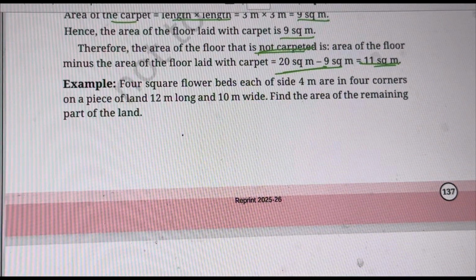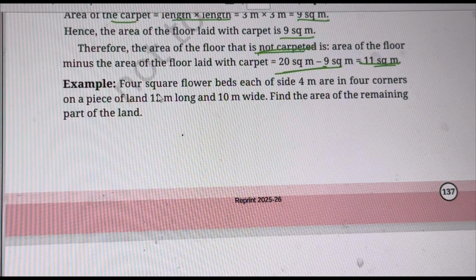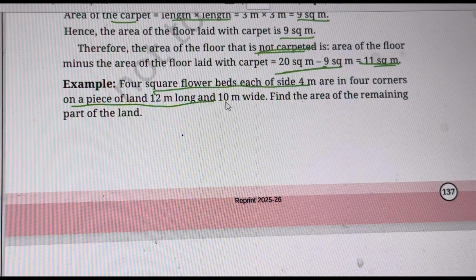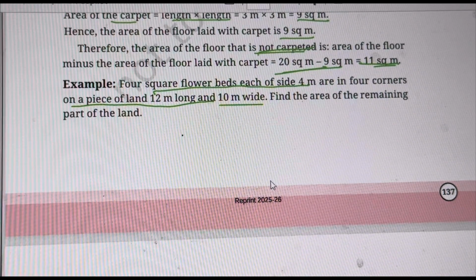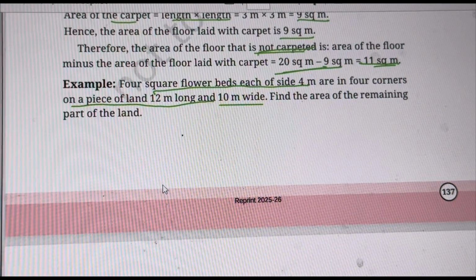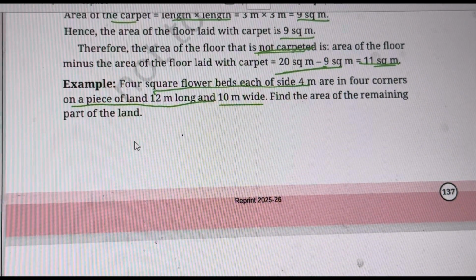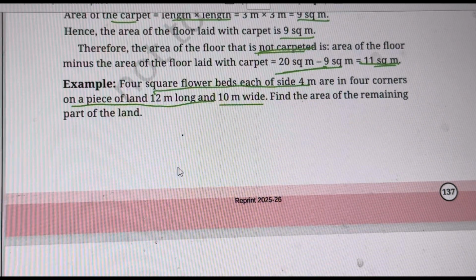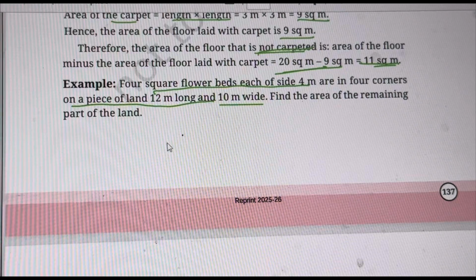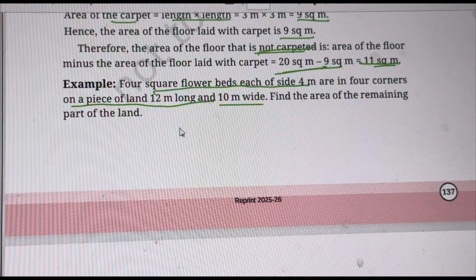4 square flower beds, each of side 4 meter, are in 4 corners on a piece of land 12 meter long and 10 meter wide. Find the area of the remaining part of the land. Now this is quite similar to the previous question. But if there was only one carpet, here there are 4 square flower beds. So first let us draw the piece of land.